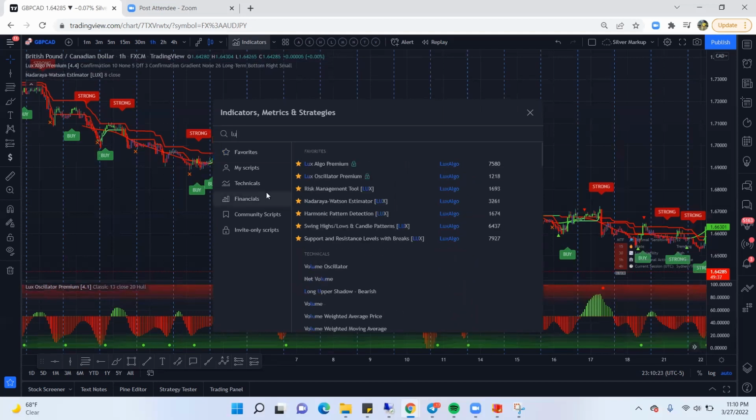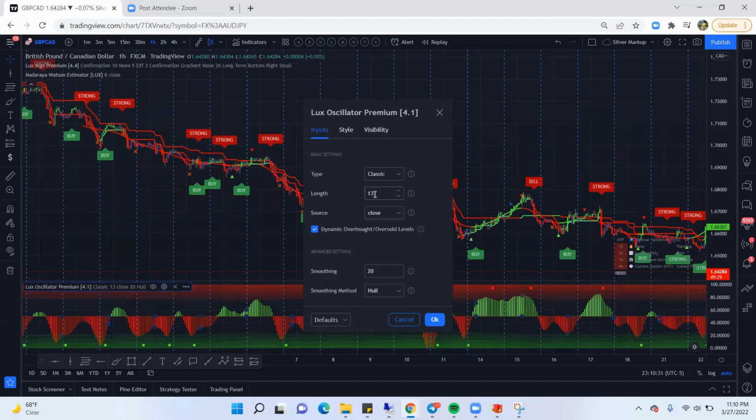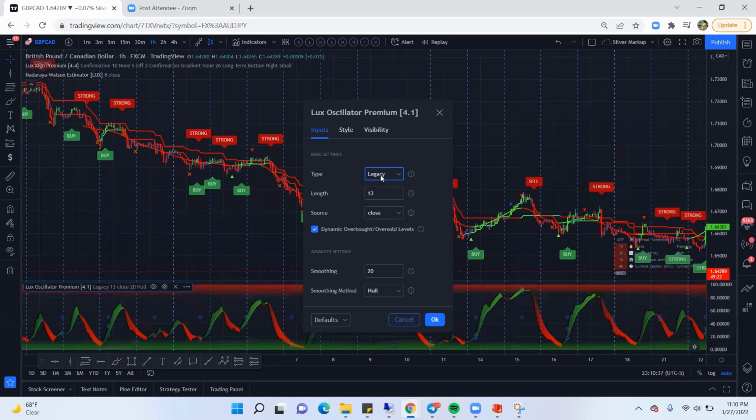So we'll just type in Lux again. Probably want to favorite these. Lux Algo Premium Oscillator. Go to the settings on that. You want to change the length to 13 and then change the type, because it's going to look like this at first. You want to change it to classic.